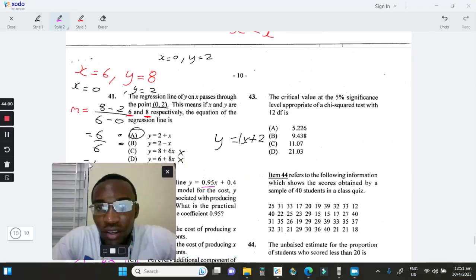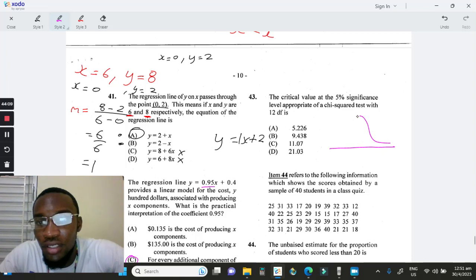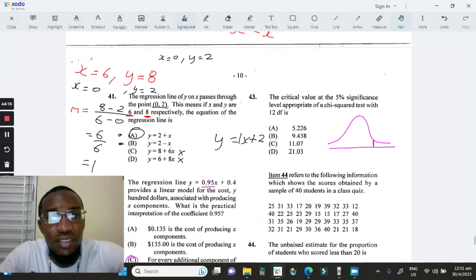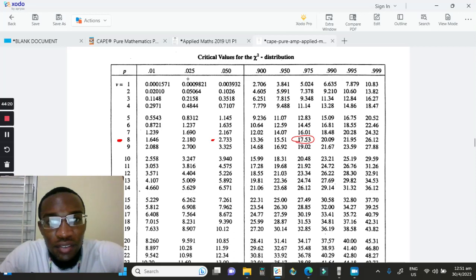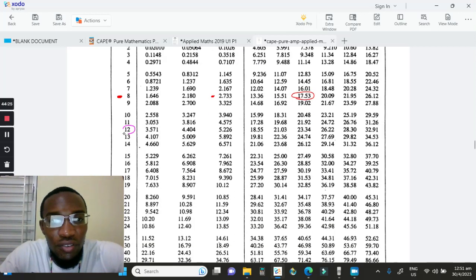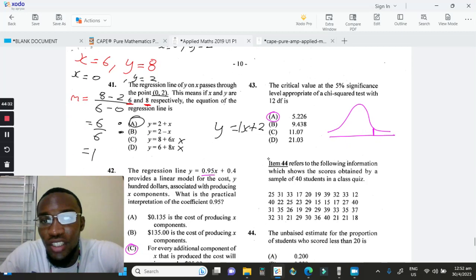Number 43 now, it says the critical value at 5% significance level appropriate for a chi-square test with 12 degrees of freedom. I love to do this at 5% significance level. You will use our table here, 5% significance level, that's 0.05. At 12 degrees of freedom, that's 5.226. That's all. Option A, finish.